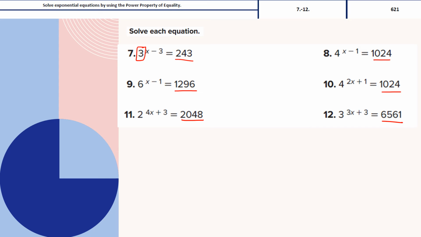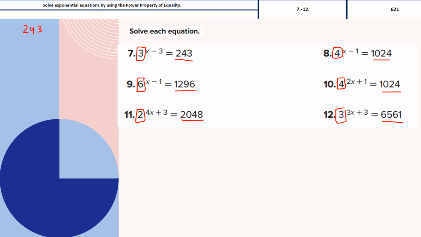The base is here 6, so you are going to start dividing by 3. Here the base is 6, so you will start dividing by 6. Here the base is 2, so you will start dividing by 2. Here the base is 4, so you will write it as a power of 4. Here the base is 4, so you will write 1024 as a power of 4. Here the base is 3, so you'll write 6561 as a power of 3. That's the hint for you.